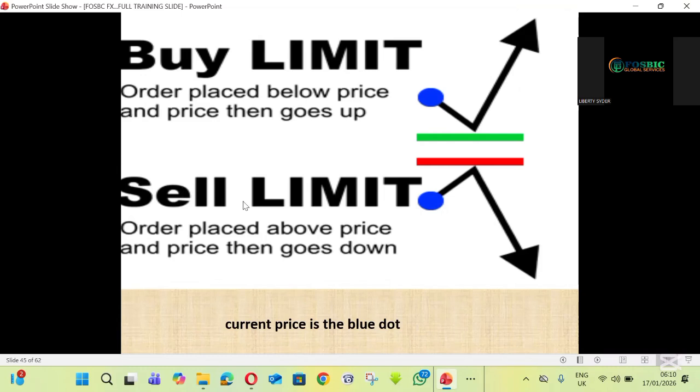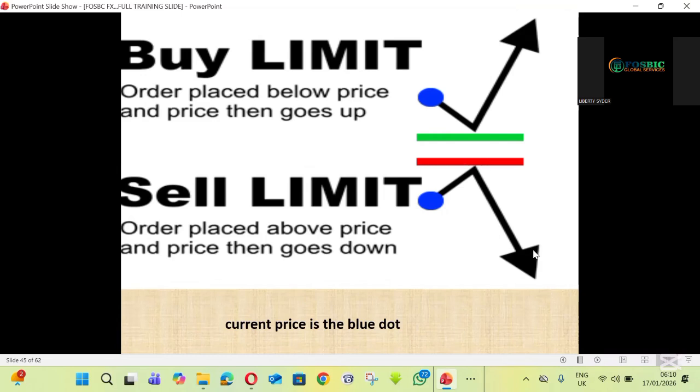For a sell limit, it's an order placed above price and price then goes down. Let me illustrate it. Let me just explain the diagram there. See, for a sell limit, you see that market is going up, market is buying, but you believe from your analysis that when this market gets to this red line here, it will fall from that place, it will start coming down.